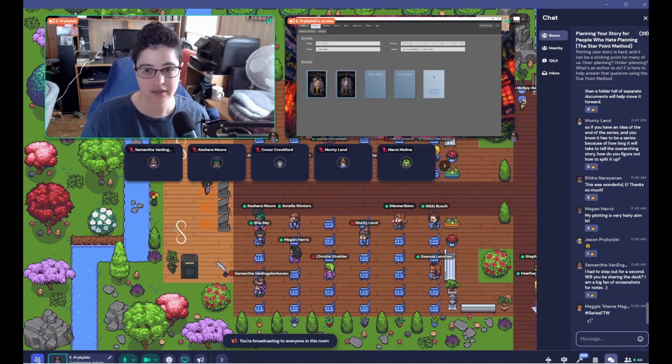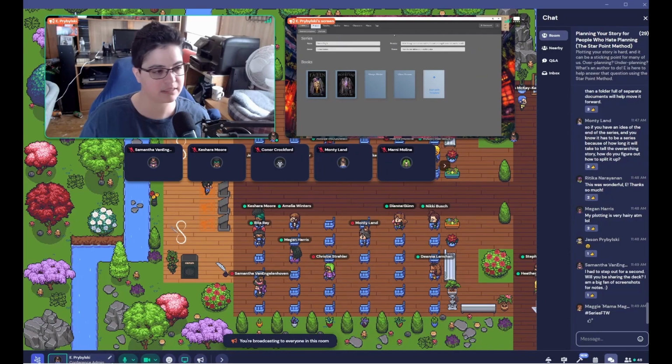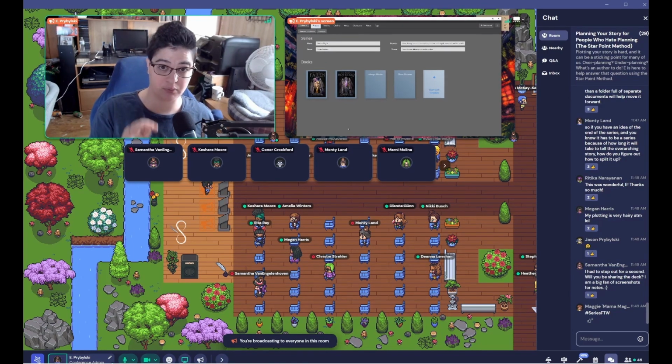Okay, so Plotter. Now that I am showing over here, I'm going to double check. Yes, I'm still recording. Excellent. So this is what the series view looks like. As you can see, I have a project. These are books in my Boston Blight series. These are the two I've already written. I'm going to warn you, there are some spoilers in what I'm about to show you, so sorry.